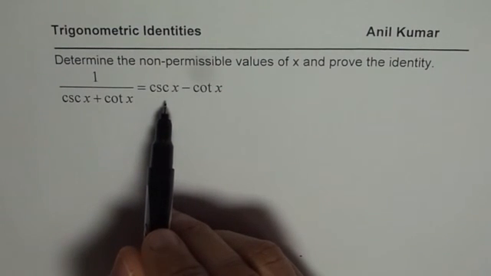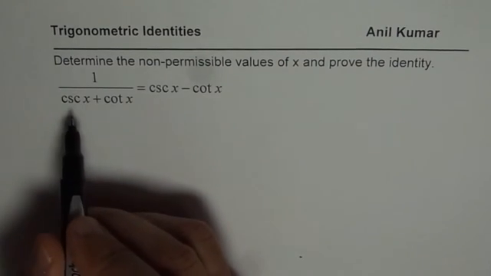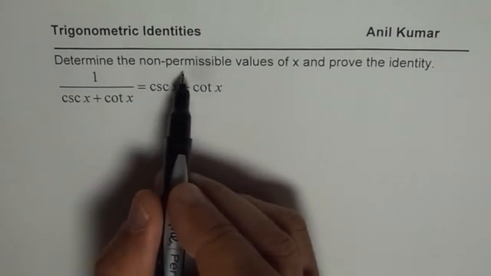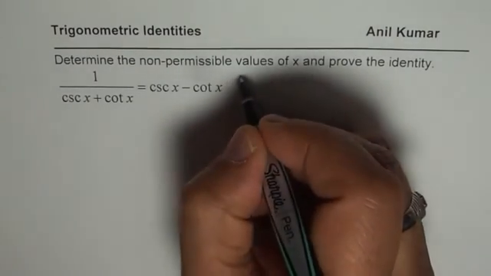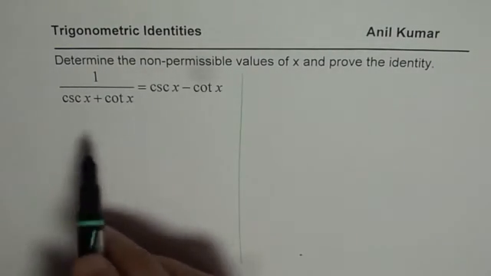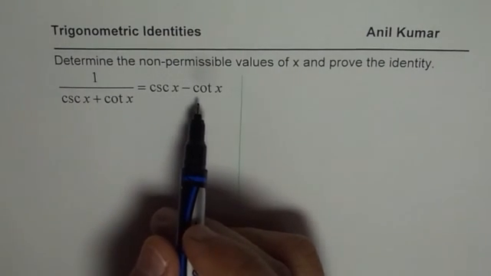What is important to understand here is that for any trigonometric identity, there are some non-permitted values. Apart from those values, the identity should be true for all the values. So that is the whole concept, right? What we will do is write down the non-permissible values later, but we'll first solve it, because when we solve this identity, we'll come across zeros in the denominator, which will lead to non-permitted values, right?